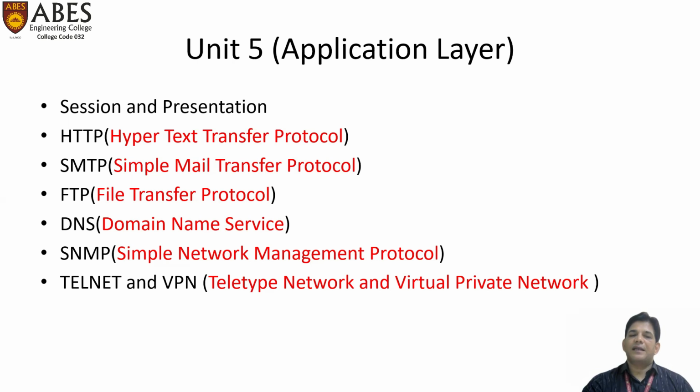Last, we can discuss Telnet and VPN. Telnet is the teletype network, in which we can access machines remotely over the network. Or we can use it to access these devices from a configuration point of view. And last is the VPN, which is the Virtual Private Network, how we can secure our identity on a network with the help of this virtual private network. So these are the contents we can discuss in Unit 5 application layer: the session and presentation, HTTP, SMTP, FTP, DNS, SNMP, Telnet, and VPN.